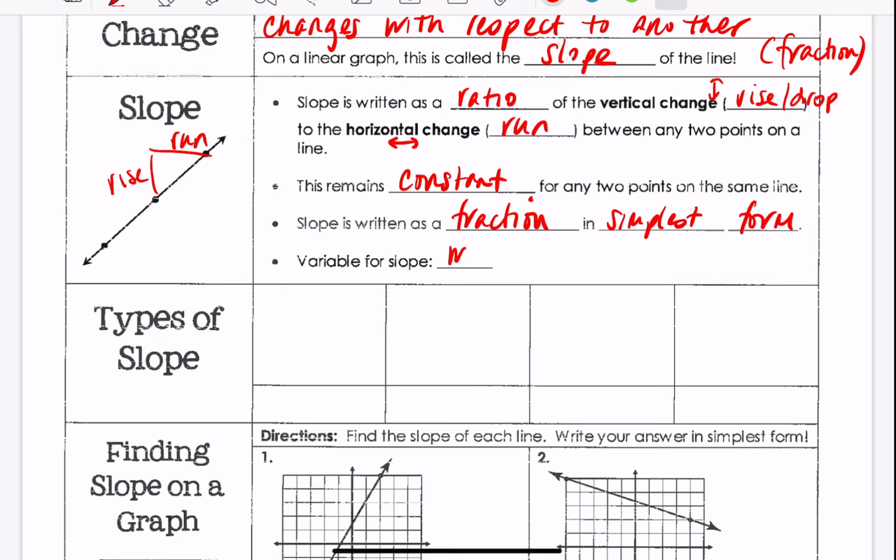And the variable is m. Why? Nobody really knows. I like to think about it like a mountain slope, right? That's where that m comes from. I'm guessing on that. I really don't know.